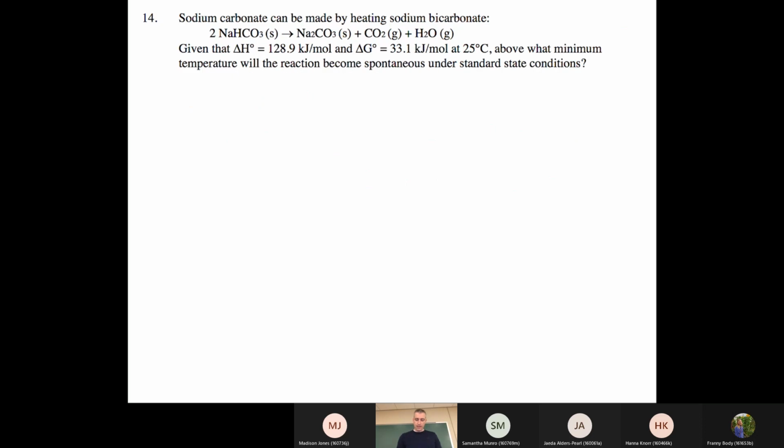Sodium carbonate can be made by heating sodium bicarbonate, according to the balanced equation that you see there. Given that delta H is that number and delta G is that number, above what minimum temperature will the reaction become spontaneous under standard state conditions? Okay. Well, we have delta H0 and delta G0. I think what we're missing here is delta S0, which we can calculate from the other two.